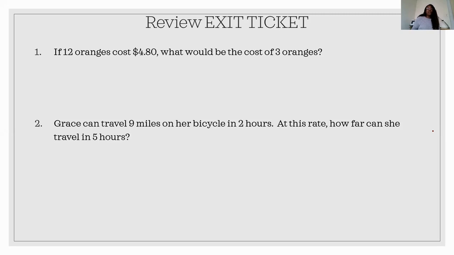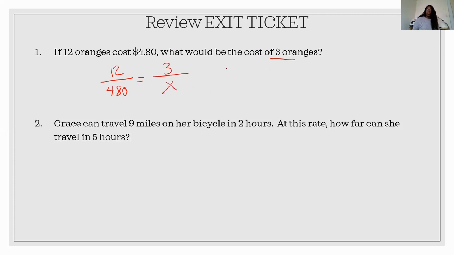If 12 oranges cost $4.80, what would be the cost of 3 oranges? I wish 12 oranges nowadays cost $4.80, but we'll work it out. So I have 12 oranges with the cost of $4.80, making sure I put that decimal down, and that's going to equal, what's the 3? The 3 is going to go in the numerator or the denominator? Hopefully you're saying the numerator. So that'll be my 3, and then they're looking for the cost.